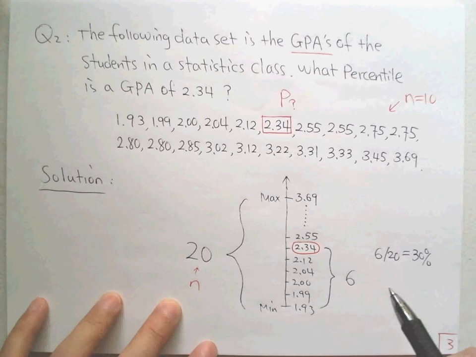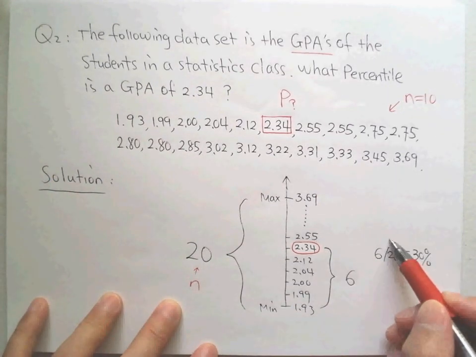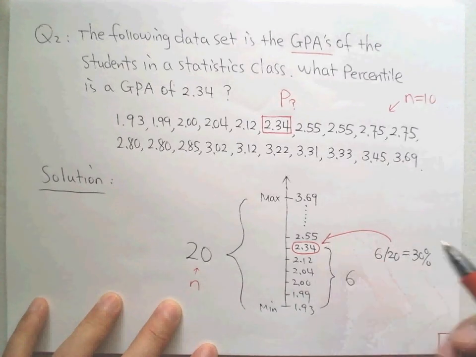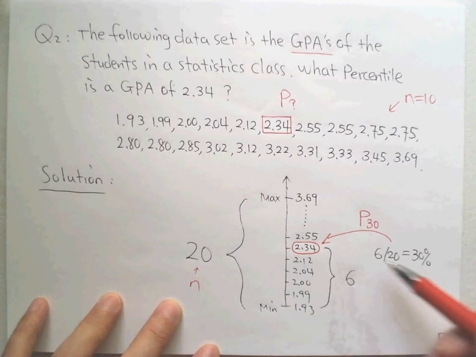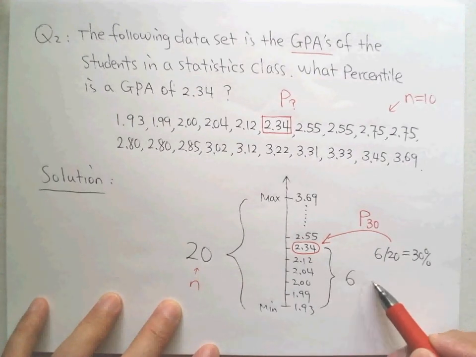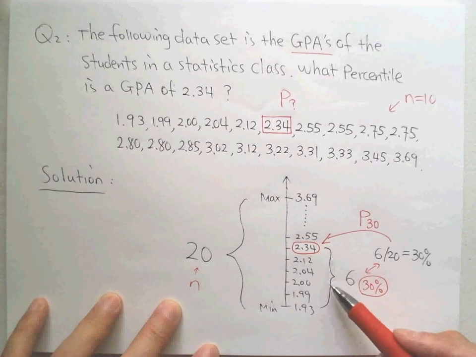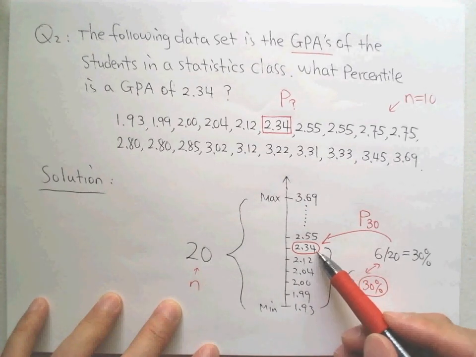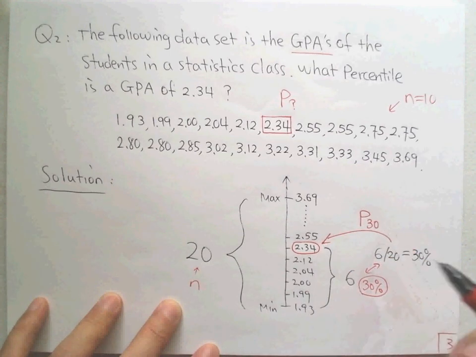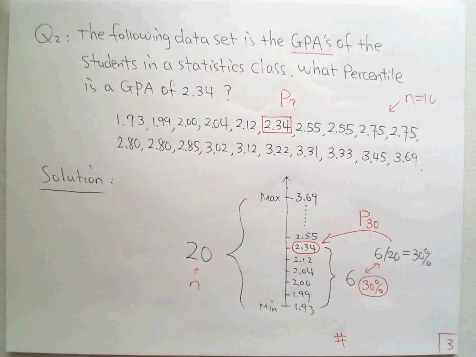0.3 is 30%. What does the 30% mean? It means the percentile for this data. This time we can see this should be P30. Why? Because 30% of the data is at or below this value. So, using the definition, we call this value the P30. Okay. Thank you.